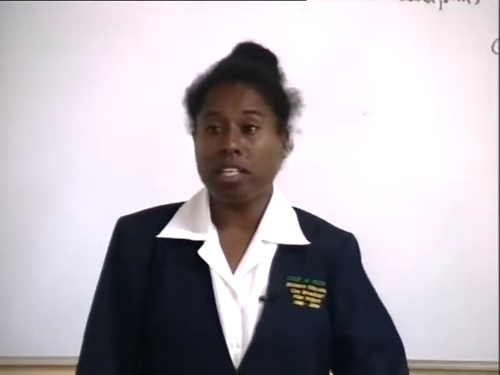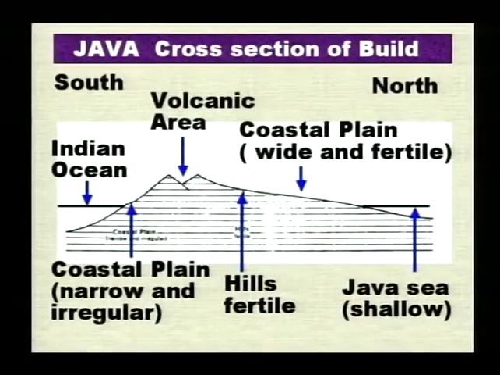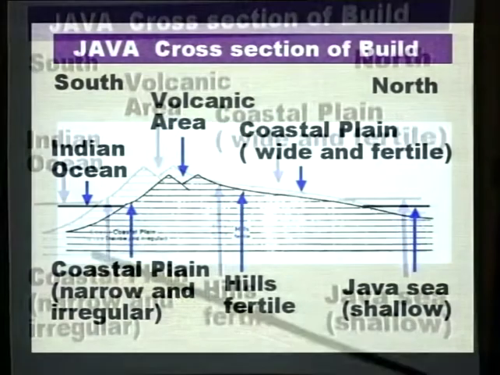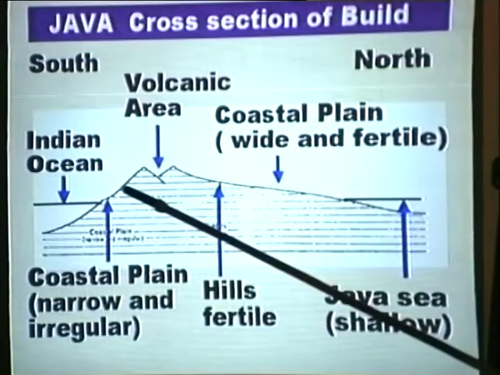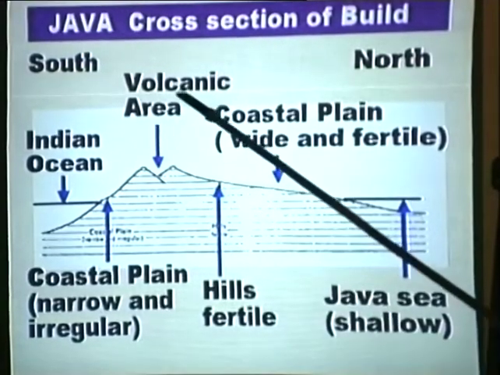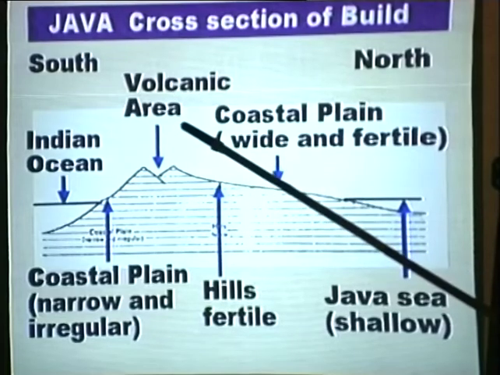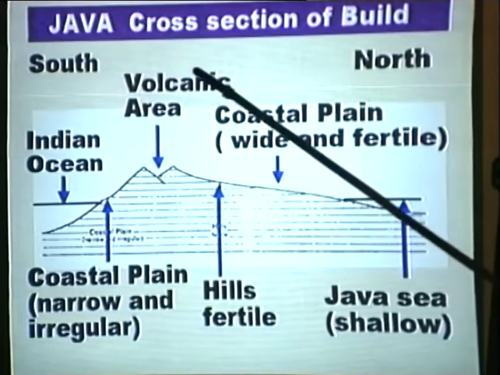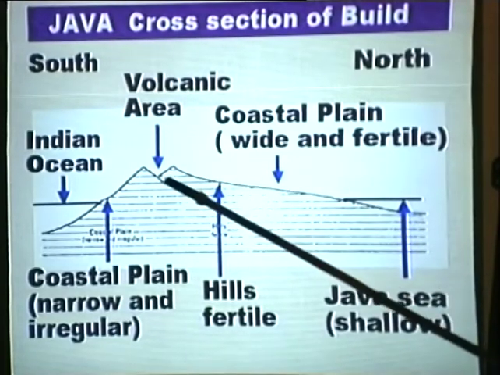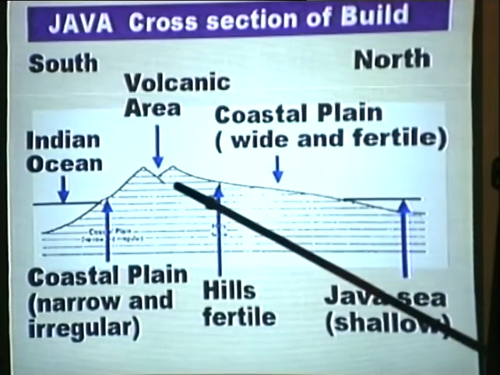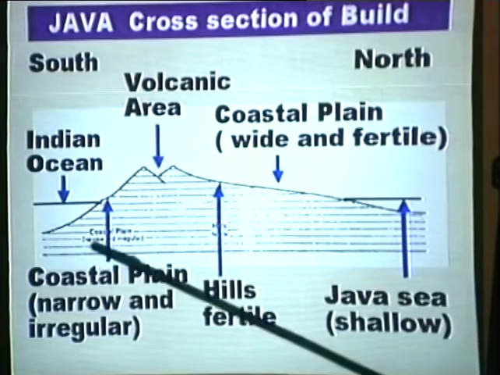We had a cross-section, that is what you should have copied into your exercise book, looking from the south of that particular island of Java to the north. You would have found out now that the southern area, which is where the Indian Ocean is, the coastal plains are a little bit narrow and irregular. They are a bit more steeper. You come to the high areas of Java where the volcanic areas are located. This here will tell you also that perhaps the soils that are found in the valleys would be fertile enough for growing of crops to take place.